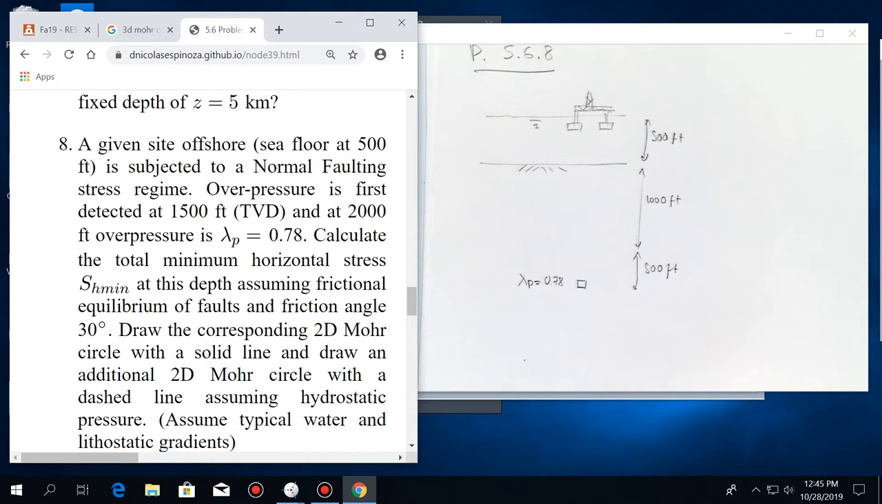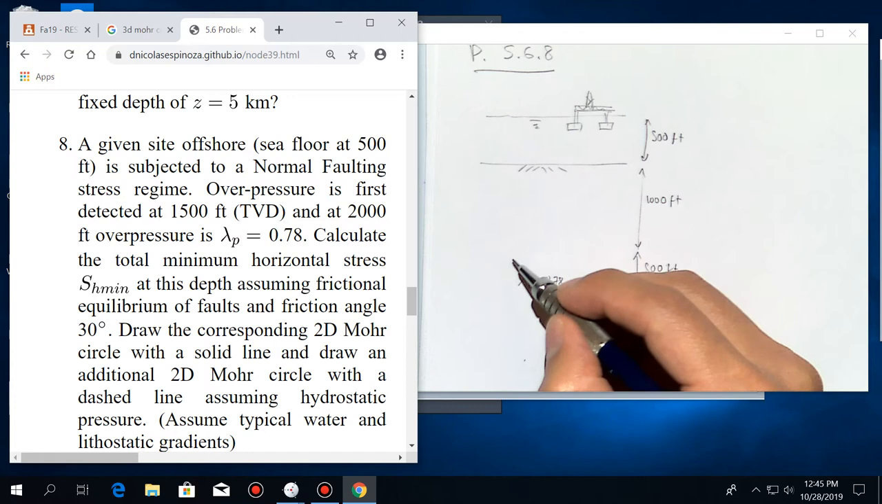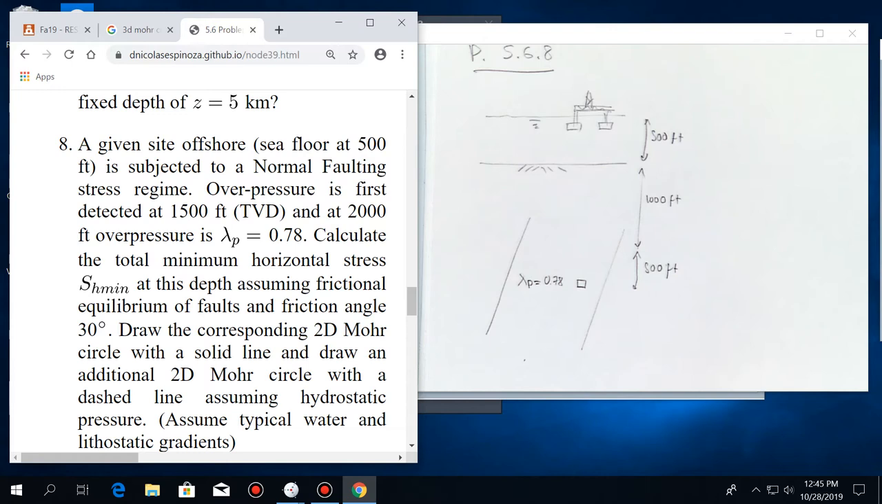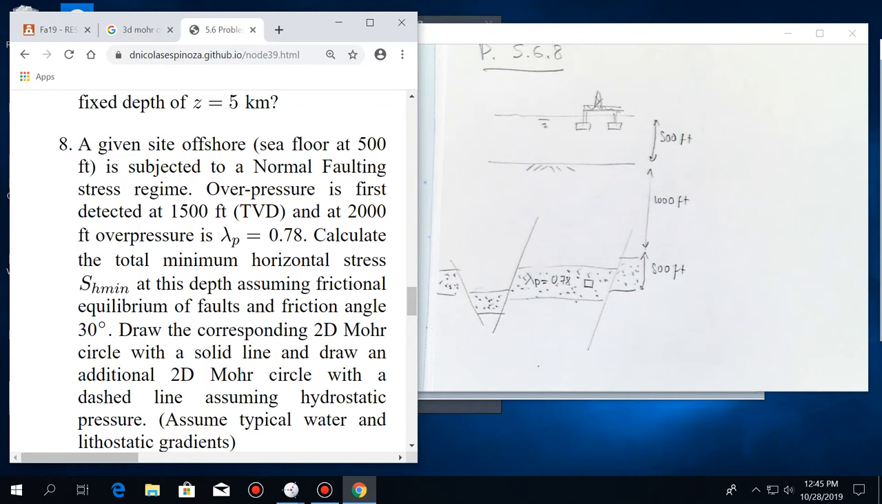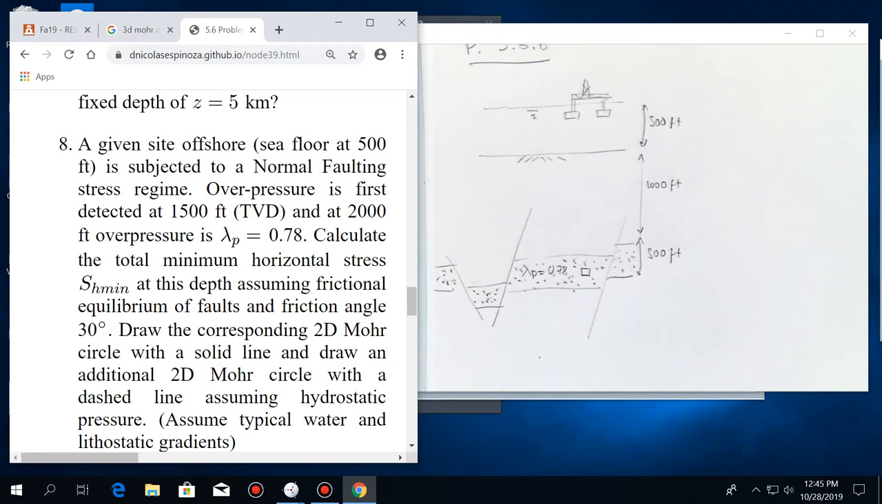We need to calculate the total minimum horizontal stress, and we know this is normal faulting. So if this is normal faulting, then very likely these faults somewhere around here are going to look something like this, where if this is the sediment and this is a normal fault, it's going to look something like this. These are normal faults because they are steep. The dip is about 60, and because of the way the hanging wall moves relative to the footwall. Okay, you don't have to see that right away, but later it makes sense.